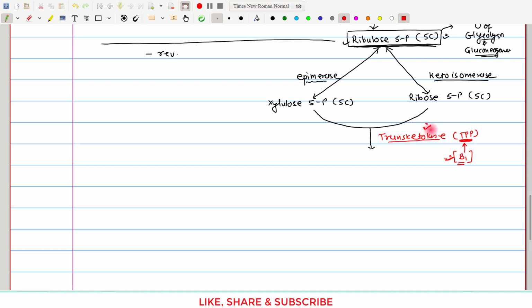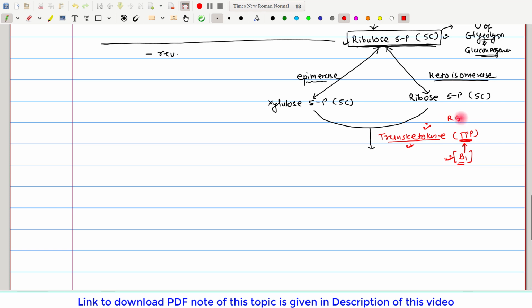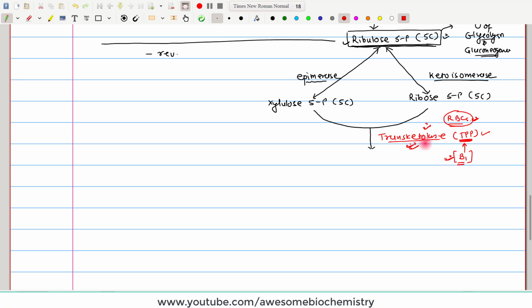And as we know, the HMP pathway occurs in the cytosol and this transketolase is also present in the cytosol. So we have to measure this transketolase activity in the cytosol. An easily extractable cell is the red blood cell. We can just collect the blood and very easily get the red blood cells from the patient. So inside the red blood cell, we measure this transketolase activity, right? So that is the clinical utility of this enzyme.